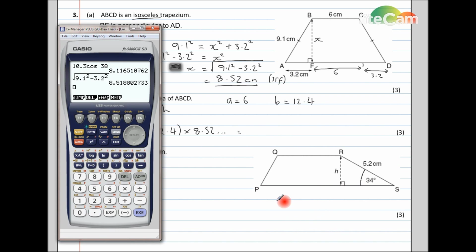Okay, so I'm just going to put 0.5 to save me having to type a half in, multiplied by 6 plus 12.4 multiplied by, well, the last calculation I did has this length here, so if I press shift and then press this button, that's going to multiply it by the previous answer. If I do that, I get 78.4 if I do it to 3 significant figures.